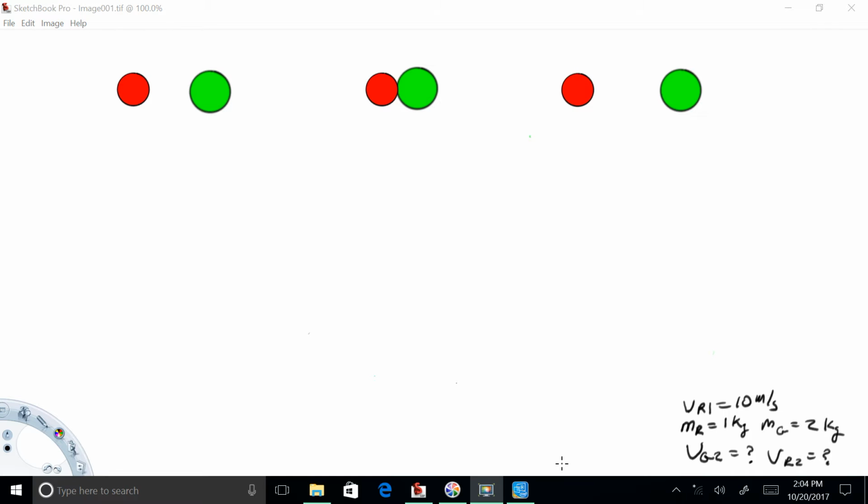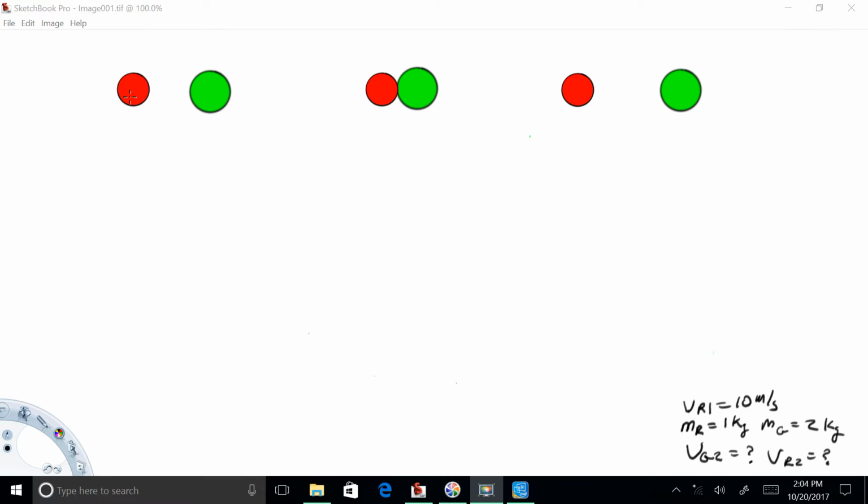I'm making this video here to help demonstrate how to draw impulse momentum diagrams and apply both momentum and energy in a one-dimensional impact. So what we're looking at here, I've got a picture of a pair of objects, this red object and this green object. And in this picture, we're going to assume that the red object has a velocity of 10 meters per second to the right, and I've named that value VR1.